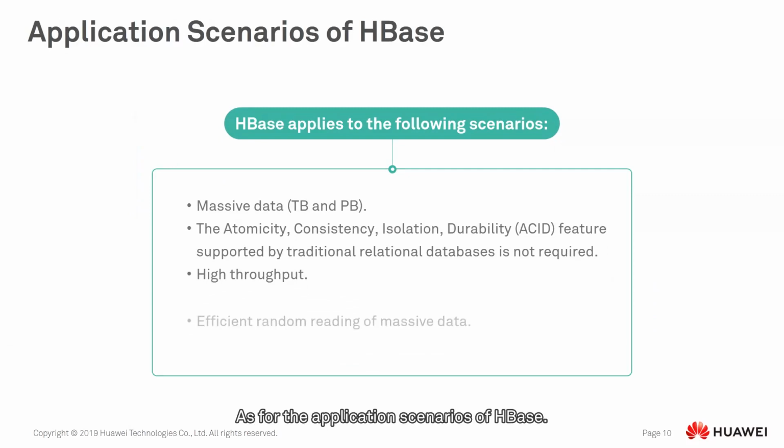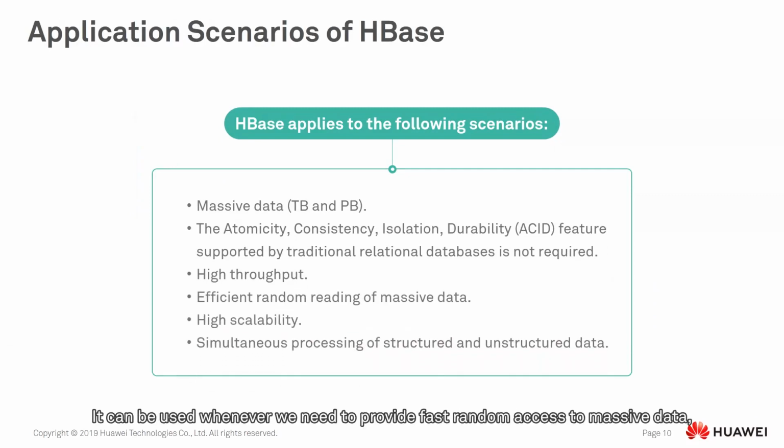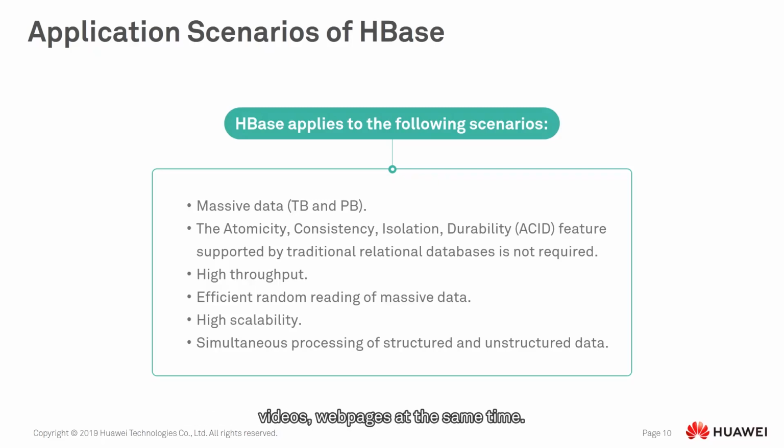As for the application scenarios of HBase, it can be used whenever we need to provide fast random access to massive data, or we need high throughput, or we need to process structured and unstructured data, like text files, images, videos, and web pages at the same time. Or we do not require the ACID features of traditional relational databases, which are atomicity, consistency, isolation, and durability. They are a set of properties that ensure normal database transactions.